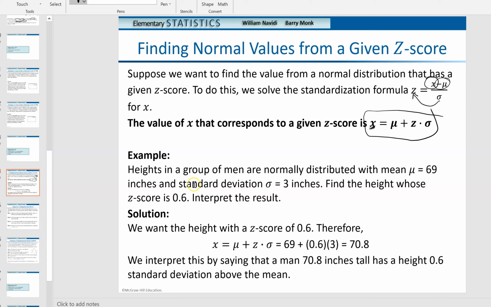An example of this: heights in a group of men are normally distributed with a mean of 69 and a standard deviation of 3. Find the height whose z-score is 0.6. So I put that 0.6 right here for z. Sigma is 3, and 69 is the mean. When I multiply 0.6 times 3 and add 69, I get 70.8. So we interpret this by saying that a man 70.8 inches tall has a height 0.6 standard deviations above the mean.